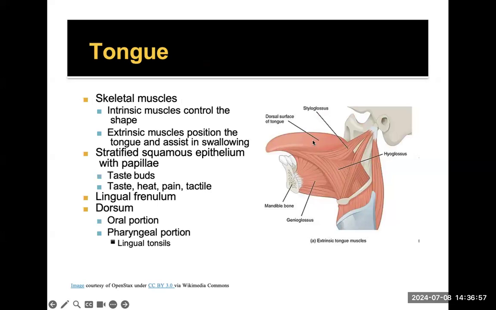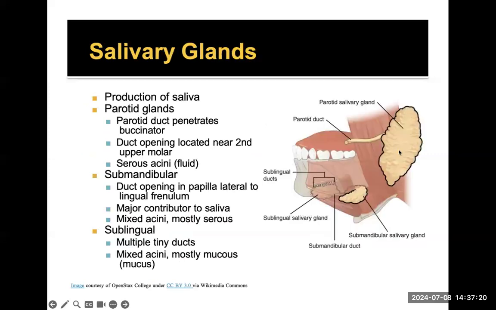The tongue is going to be made of skeletal muscle, which means you have conscious control over it. It's also made up of stratified squamous epithelia with different types of papillae for taste buds. Lingual frenulum, which is going to help the tongue connect underneath. And then the dorsum is the oral portion or the pharyngeal portion where you have the lingual tonsils underneath. You have 3 different types of salivary glands. You have parotid, submandibular, and sublingual, which just means in the cheek, under the mandible, and under the tongue. And they're all going to help produce saliva and drain it into the mouth.